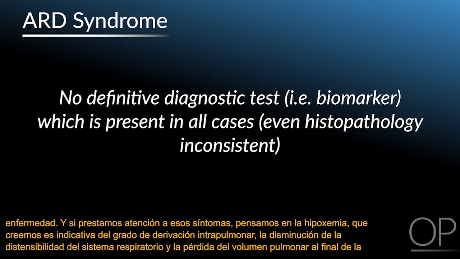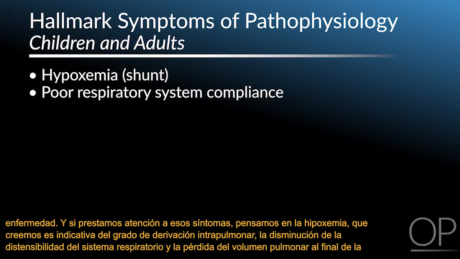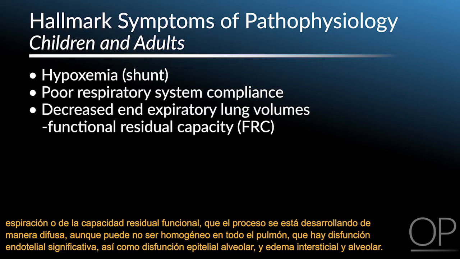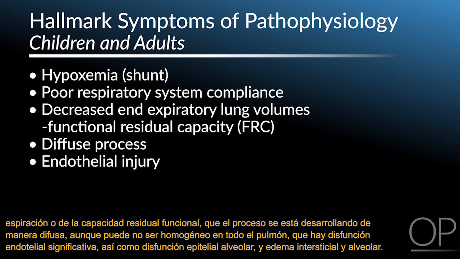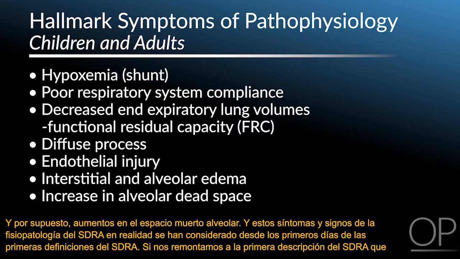pathophysiology of the disease. And if we look to those symptoms, we think about hypoxemia, which we think is reflective of the degree of intrapulmonary shunt, decreased respiratory system compliance and loss of end expiratory lung volume or functional residual capacity, that the process is happening diffusely, although it might not be homogeneous throughout the lung, that there's significant endothelial dysfunction as well as alveolar epithelial dysfunction, as well as interstitial and alveolar edema, and of course, increases in alveolar dead space. And these symptoms and signs of the pathophysiology of ARDS have been considered really from the early days of the early definitions of ARDS.